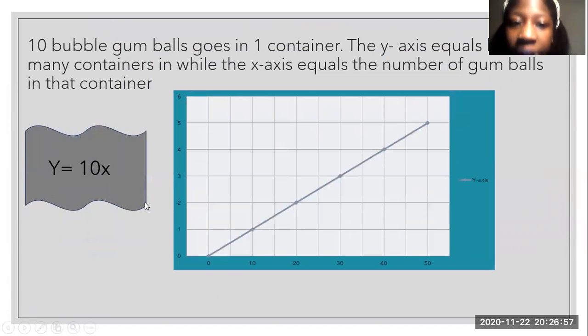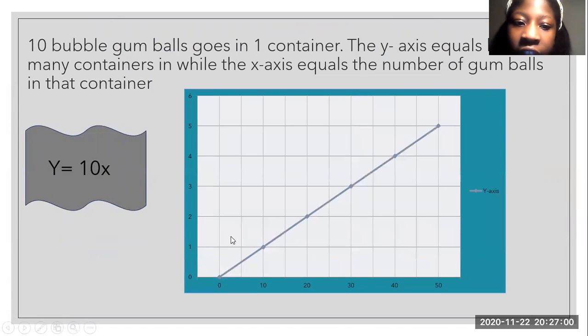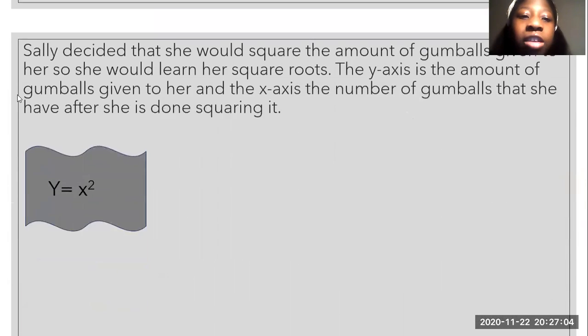And here goes our corresponding graph. We have one container, 10, 2, 20, and so on. Now let's go to the last part.